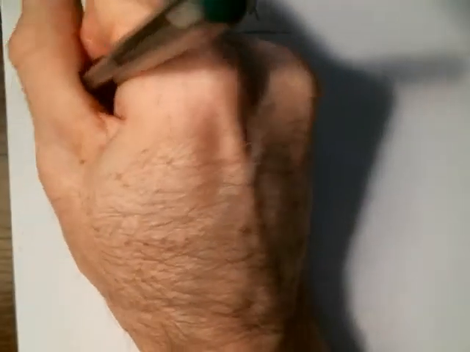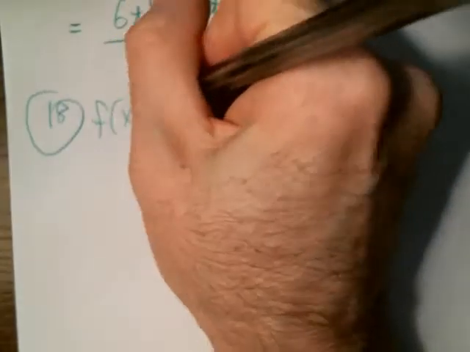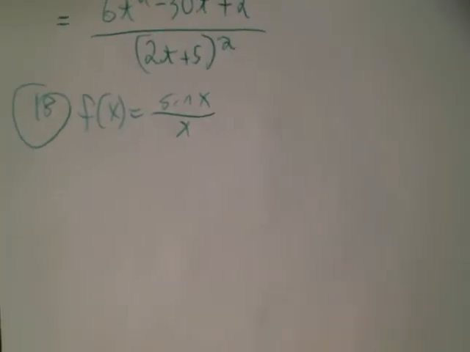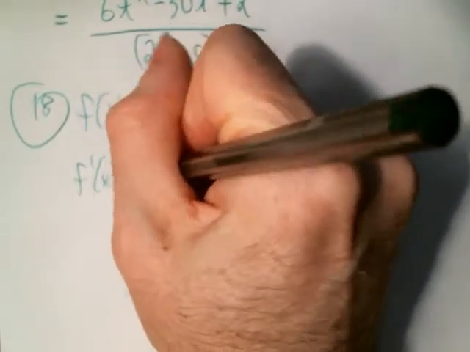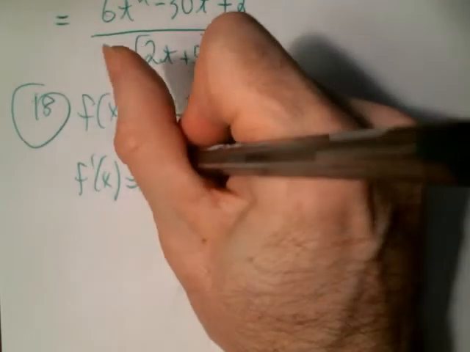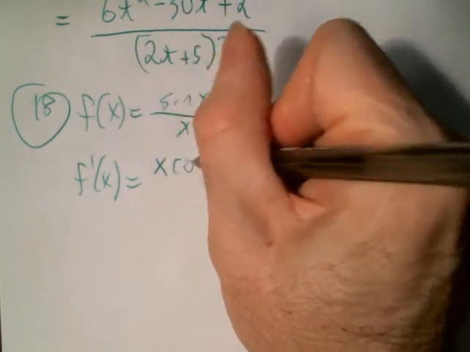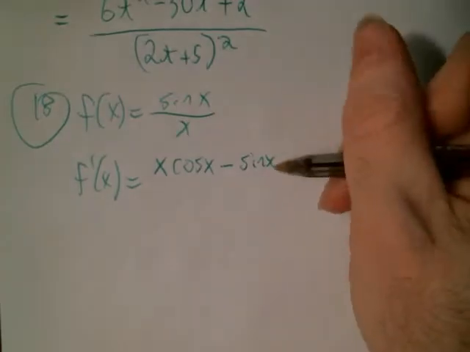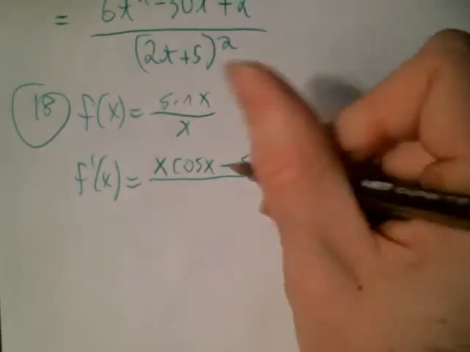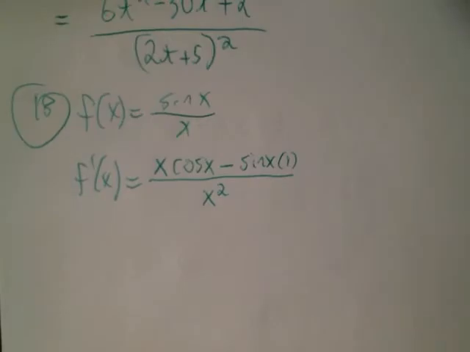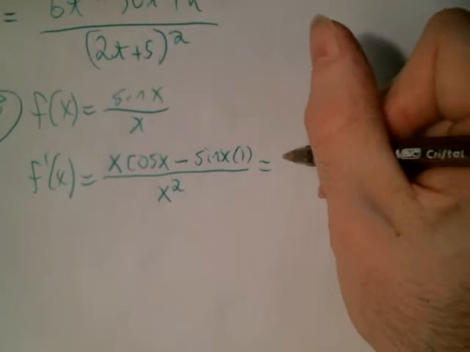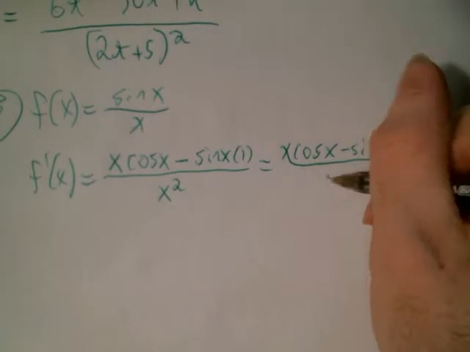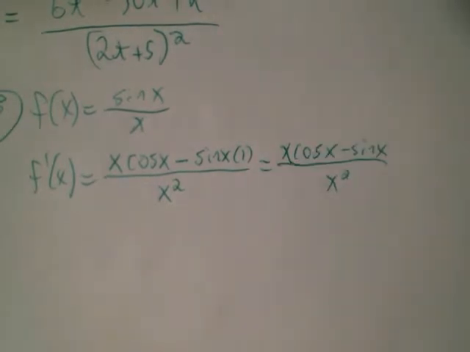Okay, let's look at another. This is 18, and we have f of x is sine of x over x. So f prime of x, low d high, low times the derivative of the high. So leave the low alone. Derivative of high is cosine, minus high, leave that alone, times the derivative of x is just 1, all over the low squared. Not much to do there. This is x cosine x minus sine x all over x squared. How's it?